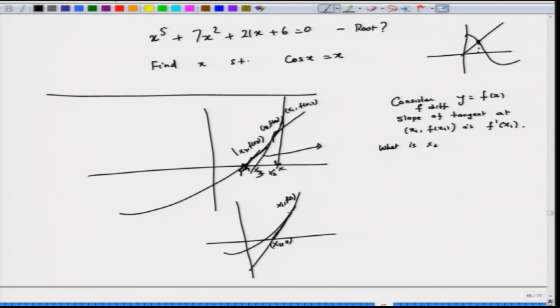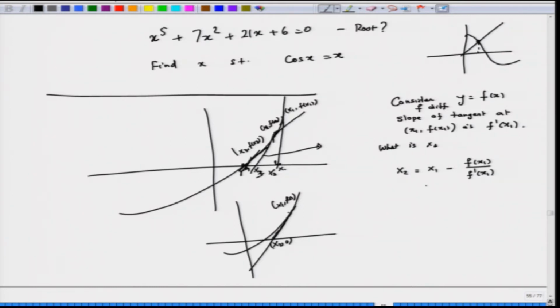Now, what is the equation of the tangent line? That means, this is the equation of the line passing through x 1, f of x 1 and x 2, 0 with the slope f prime of x 1. So, we can find that out. Therefore, we get x 2 is equal to x 1 minus f of x 1 divided by f prime of x 1, provided this f prime of x 1 is not equal to 0.